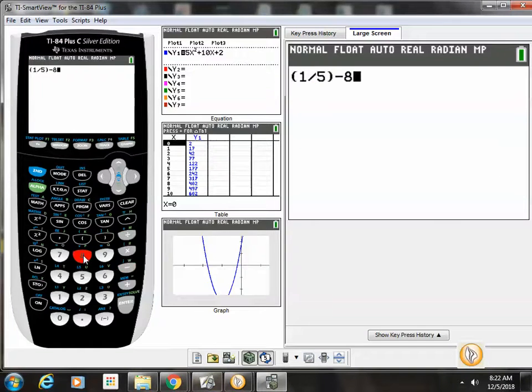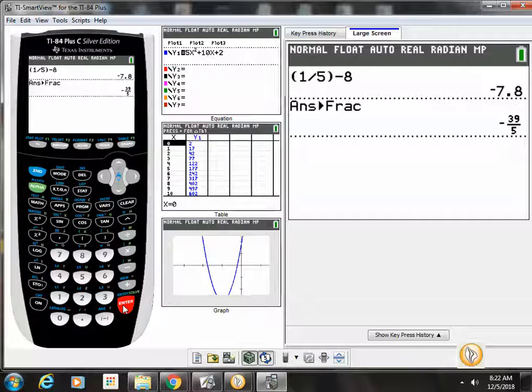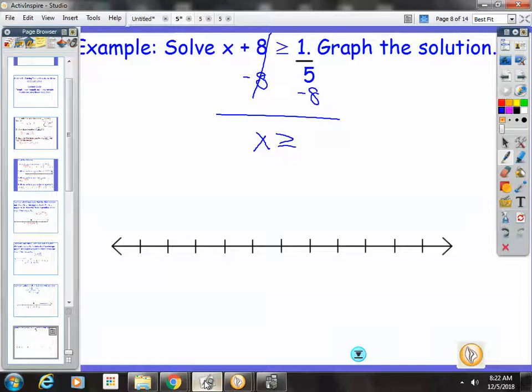minus 8. Now we have a decimal, and I would be okay with this decimal because it's terminating. I could also go to math and fraction. You get back to a fraction, it doesn't matter. I'm going to leave it as negative 7.8 for now. Now there's several different ways that I could graph a decimal on my number line. I'm going to show you a few options. One way is I can simply do negative 7.8, negative 7.7, negative 7.6, negative 7.9, negative 8.